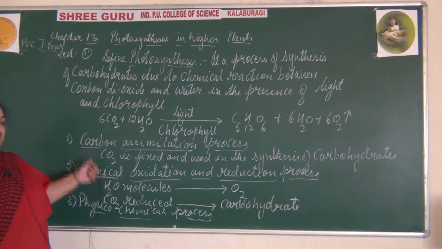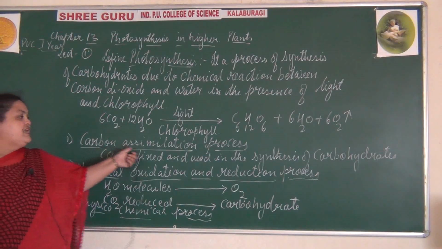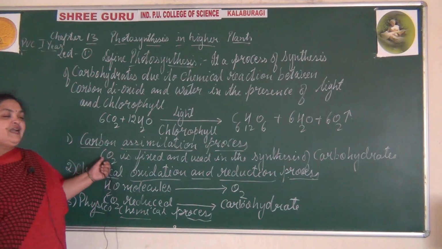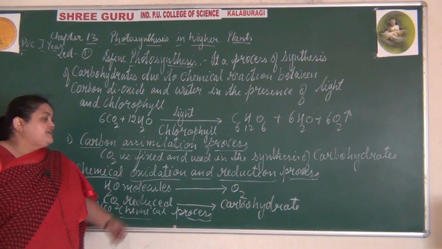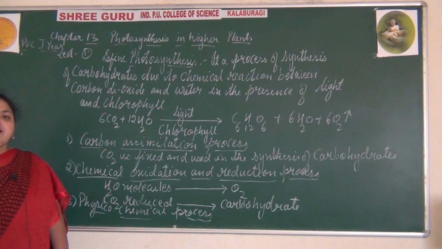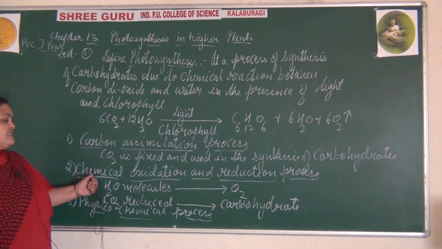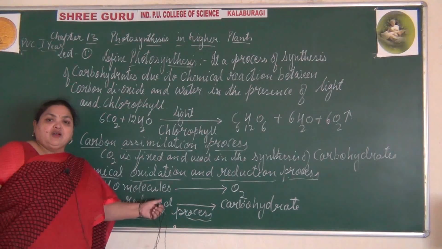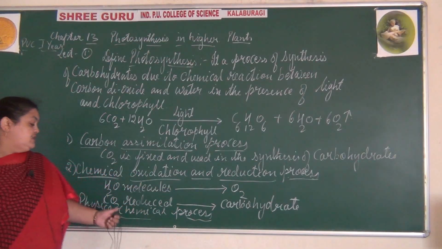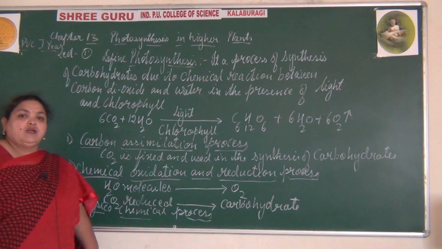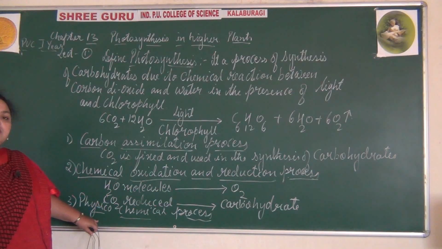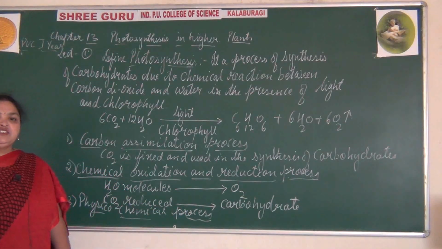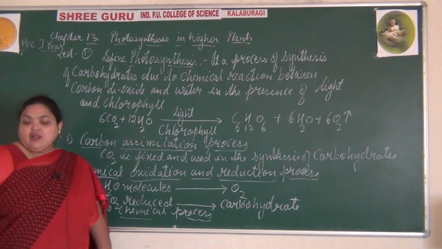I will just repeat it once again. It is the carbon assimilation process. Why is it called the carbon assimilation process? Because carbon dioxide is fixed or used in the synthesis of carbohydrates. It is also called a chemical oxidation and reduction process, where the water molecules are oxidized to form oxygen and the carbon dioxide is reduced to form the carbohydrates. And it is also called a physico-chemical process, where the solar energy is converted into potential energy.